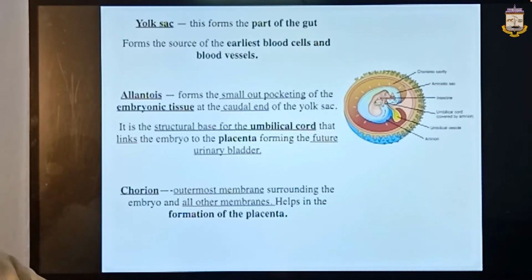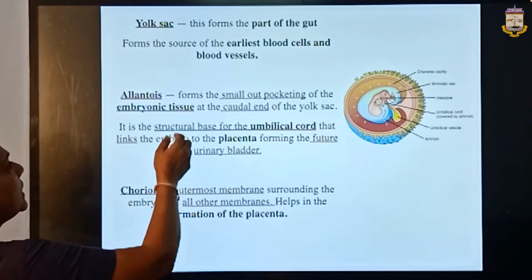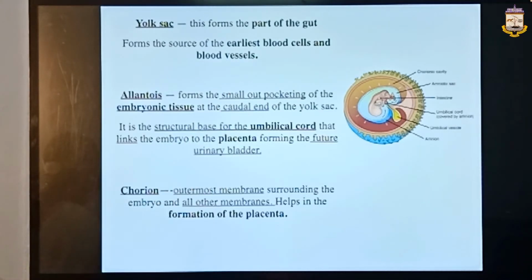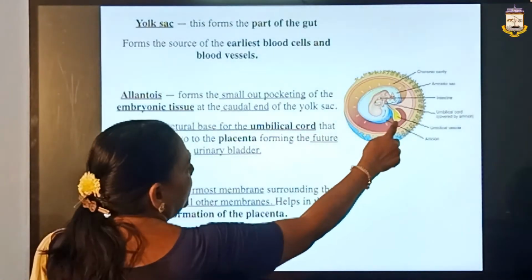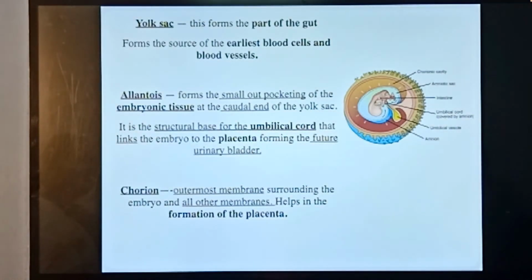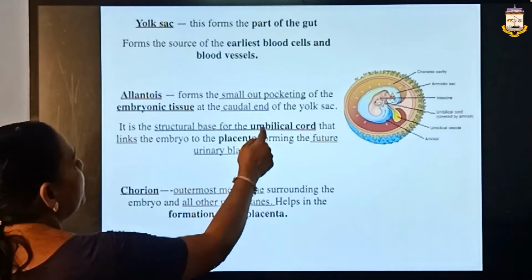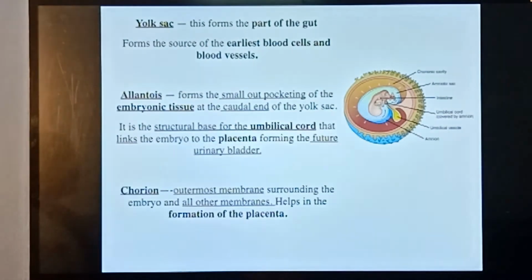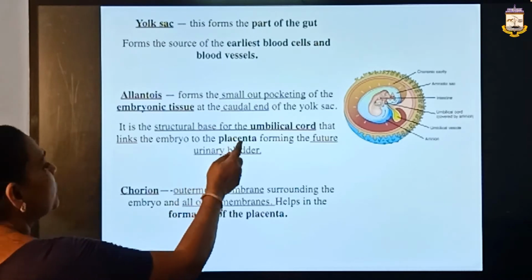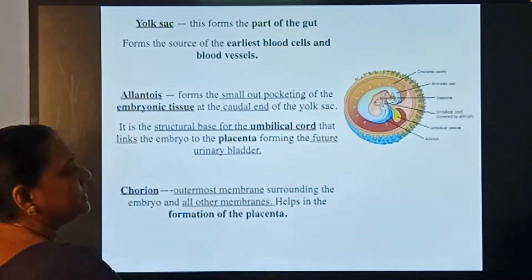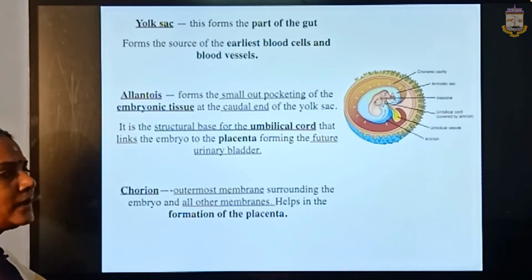The next one is the yolk sac. When I say yolk sac, you can understand it is a part of the gut. It also forms the earliest blood cells and blood vessels. Apart from that, the allantois is a small outpocketing of the embryonic tissue. This is the caudal end of the yolk sac, and it is a structural base. In future it forms the umbilical cord that links the placenta, and the future urinary bladder. This umbilical cord is the connection between the fetus and the placenta, provided by the allantois in future.